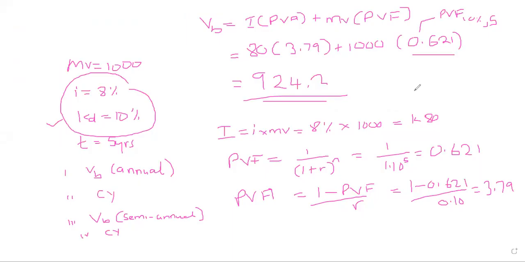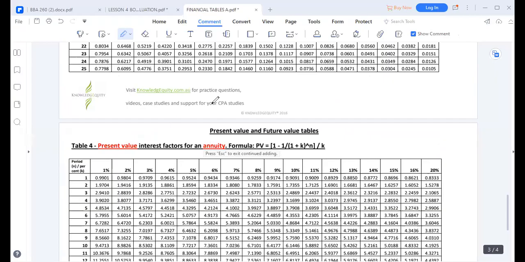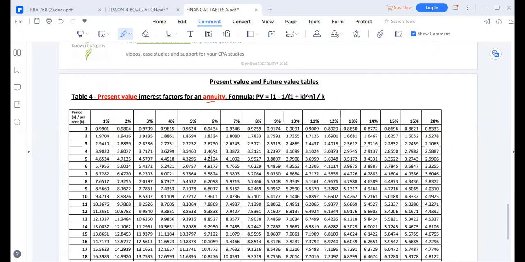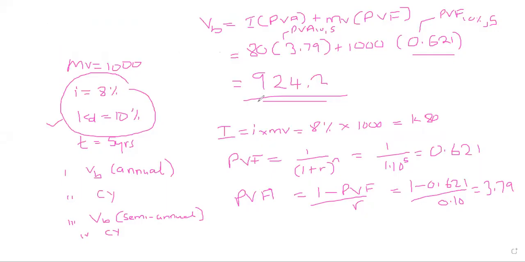Then the annuity factor, the same present value annuity factor, 10%, 5. So let's go to the table and see what it's telling. Present value annuity, 10%, 5. So this is 3.79. Is that what we found? Yes, 3.79. So this is how we get the figures there.